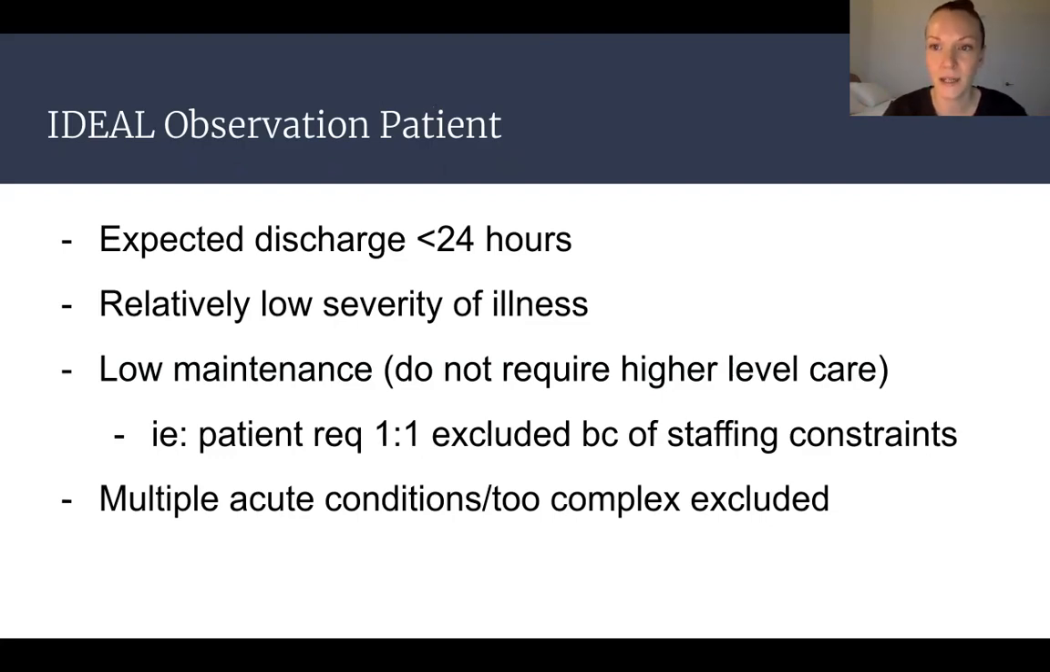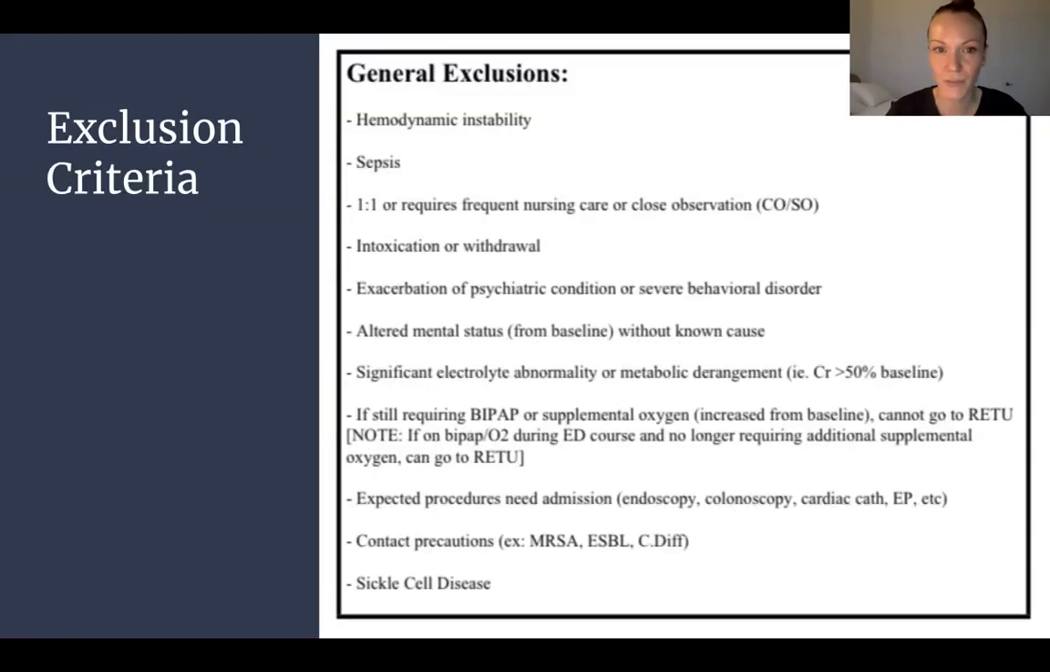The reason, specifically in our units, is the staffing. It's a lower nursing ratio and there aren't as many techs. So we can't take patients that are on one-to-one or have behavioral disturbances, because we just don't have the staff to account for that. And if they have multiple acute conditions or are too complex, then they likely meet admission criteria, so they're not really an ideal patient for observation.